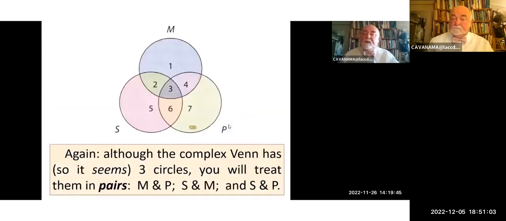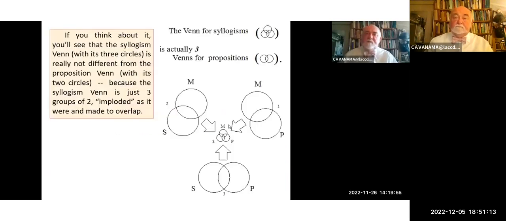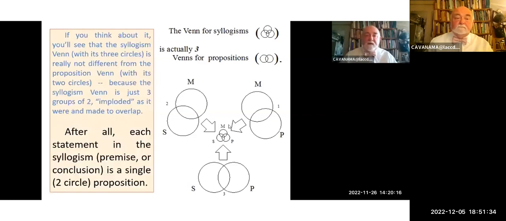Again, although the complex Venn has, so it seems, three circles, you're going to treat them in pairs. You're going to look at M and P, you're going to look at S and M, and then finally you're going to look at S and P. If you think about it, you'll see that the syllogism Venn with its three circles is really not that different from the proposition Venn. It's just three groups of proposition Venns imploded on one another, as it were. You have the M and P two circles, the M and S two circles, and the S and P two circles, and then you put them together.